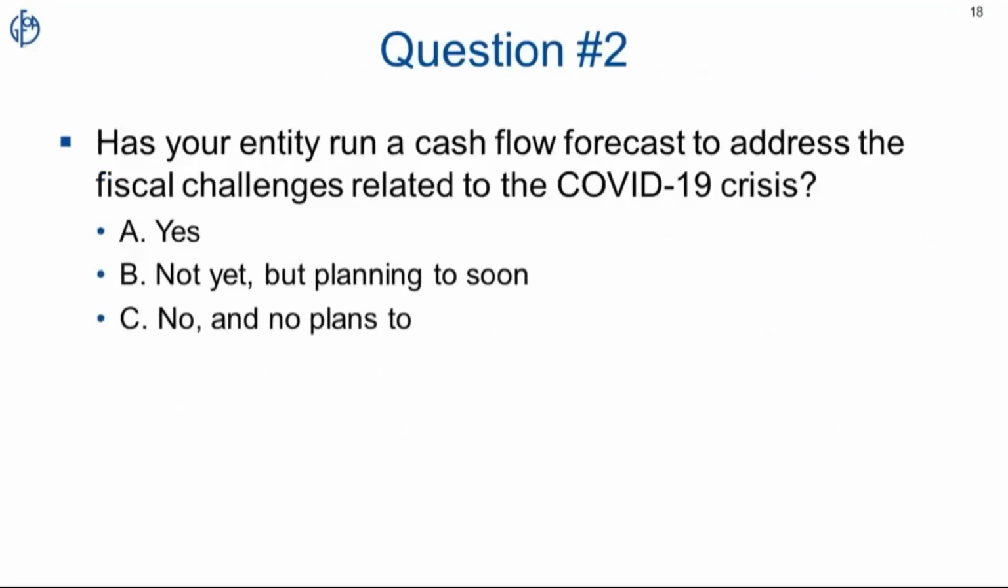All right, we're at our second question here for CPE. The question is, has your entity run a cash flow forecast to address the fiscal challenges related to the COVID-19 crisis? Yes, not yet but planning to soon, or no, with no plans to. So please answer this. And I want to remind everybody that this webinar is worth 1 CPE credit based on the NASBA standards for a 50-minute hour. You will be receiving your CPE certificates in the mail about 3 to 4 weeks following the end of this webinar.